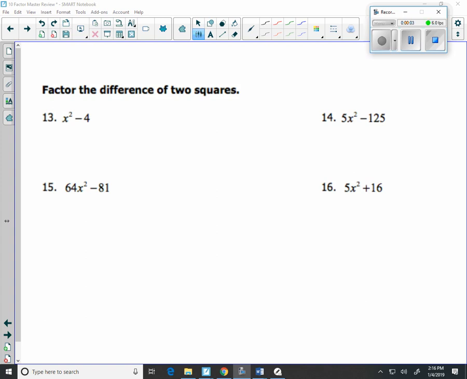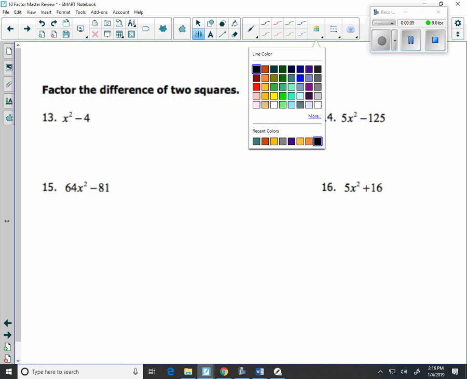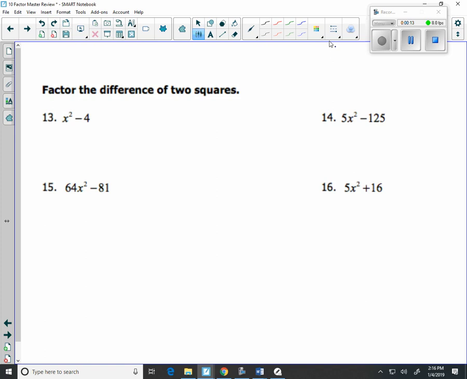Okay, so the next group, these are difference of squares problems. You are going to need to be able to identify these without them being sectioned out. So it's not necessarily going to say factor the difference of squares. You're going to have to find it.